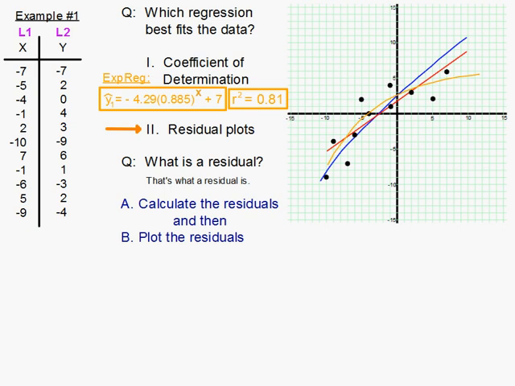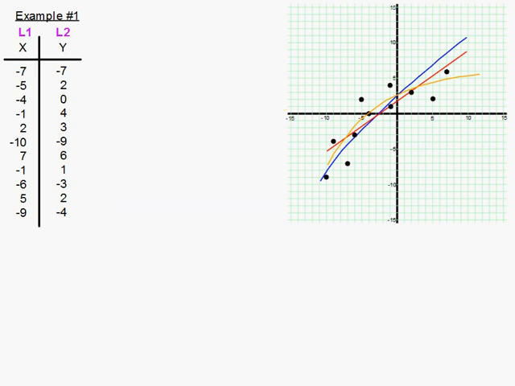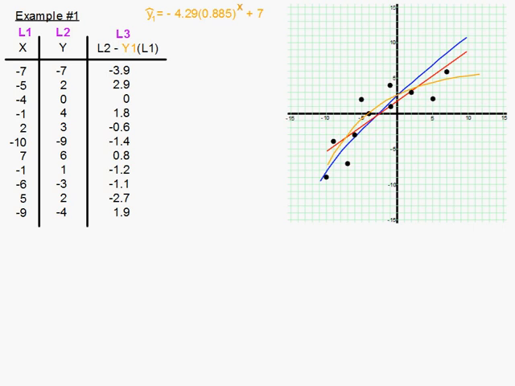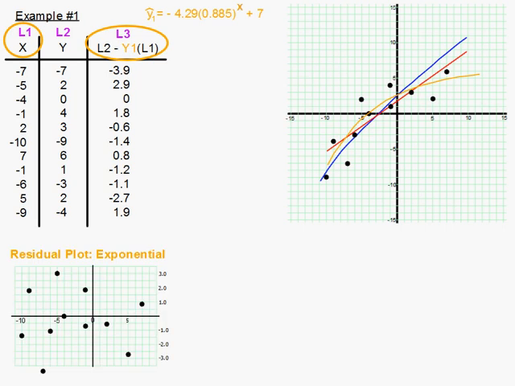So now what we want to do is calculate the residuals and then plot the residuals. Need to clear some space for this. There we are. And here's our regression equation. And calculating the residuals is very similar to the coefficient of determination, only we're not squaring, which means we have positive and negatives. And what we're going to do is graph L1 and L3. And that creates our residual plot for the exponential.